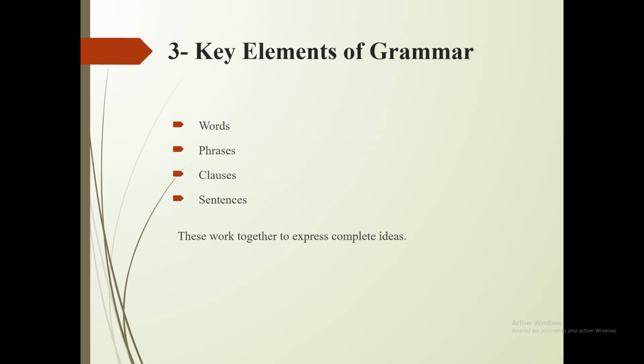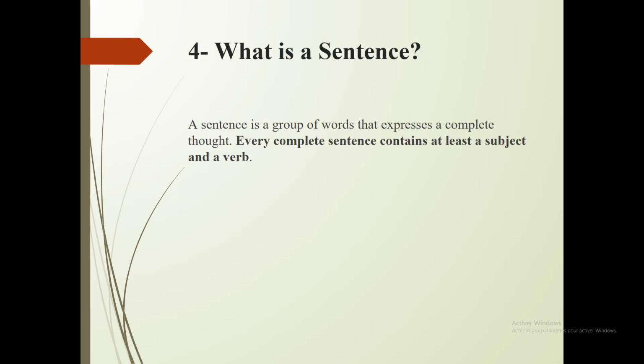The key elements of grammar are words, phrases, clauses, and sentences. These work together to express complete ideas. Since our course is about the sentence, what is a sentence? A sentence is a group of words that expresses a complete thought. So basically, a sentence equals a thought. Every complete sentence contains at least a subject and a verb, but sometimes a subject and a predicate.